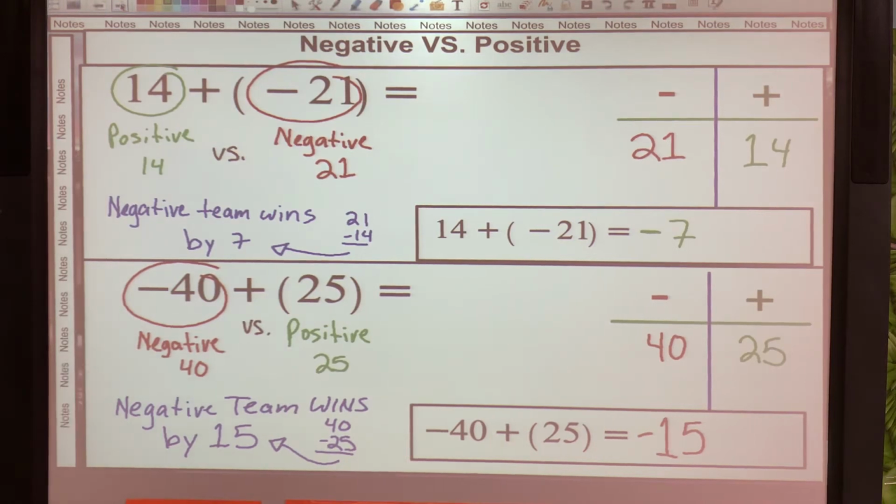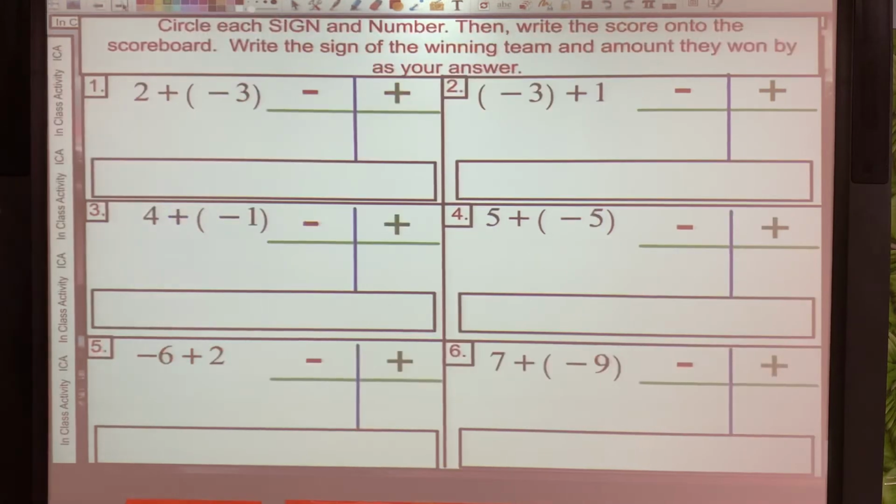Same concept on the bottom. That's the exact same problem that we just walked through. Negative team won by 15 points. I want you to practice the same thing. We're going to get good at this. So if you're still confused, don't panic.